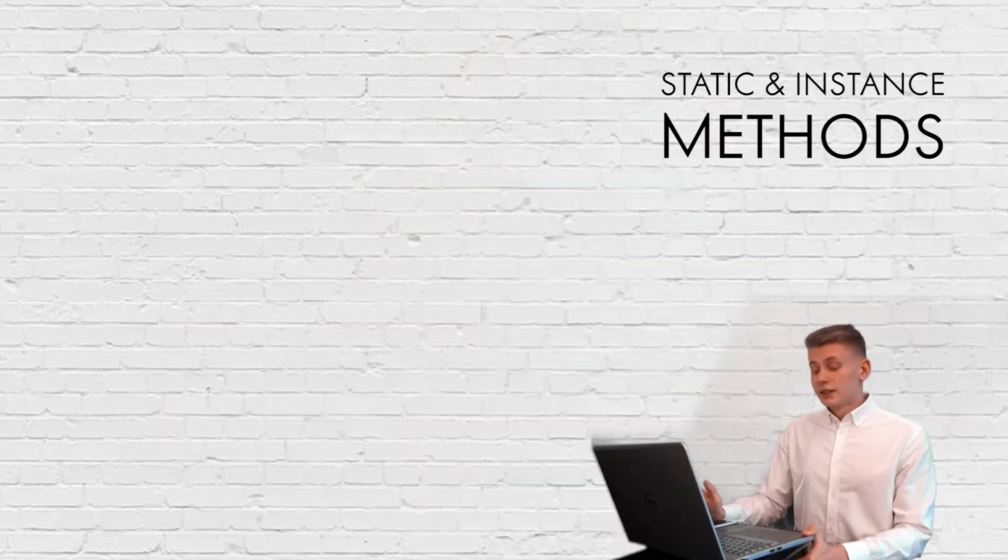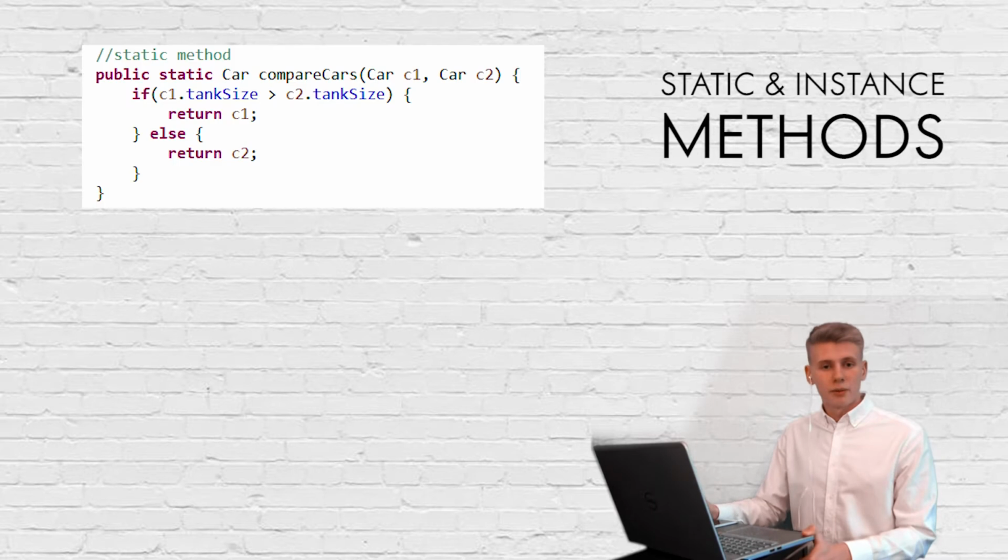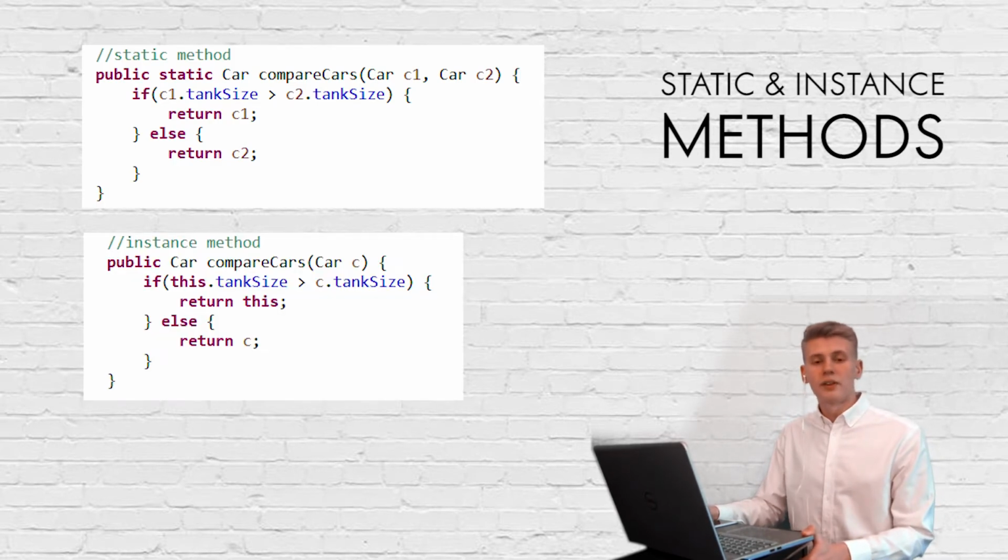Hi there, today we want to look at static methods and instance methods in object-oriented programming. So in object-oriented programming we have two kinds of method, and the first one is the static method, the second one is the non-static method, also known as the instance method.